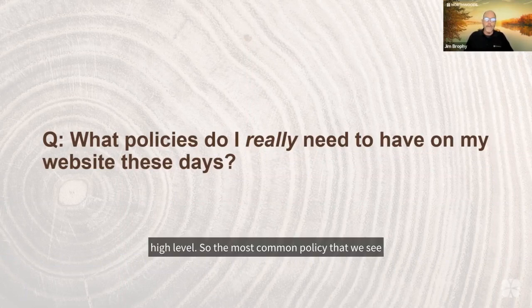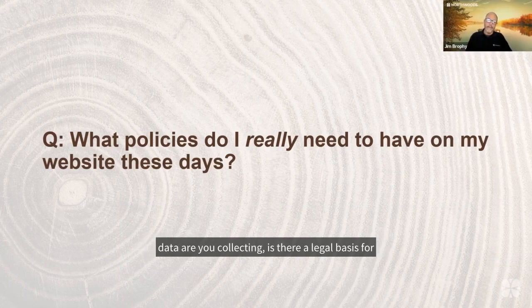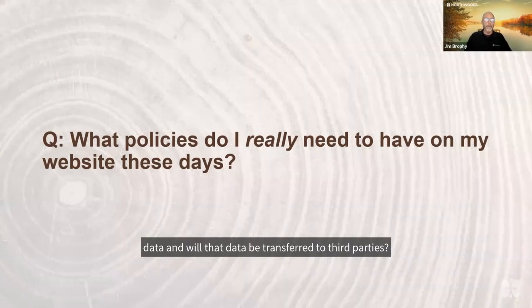So the most common policy that we see is a privacy policy. This policy is required by law if you collect and process personal information. You should list specifics such as who owns the website, what kind of data are you collecting? Is there a legal basis for collecting that information? What is the purpose of collecting the data? And will that data be transferred to third parties?